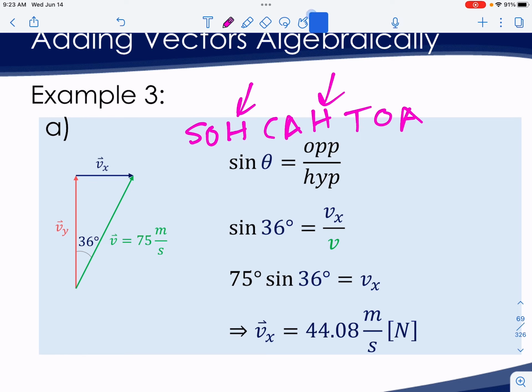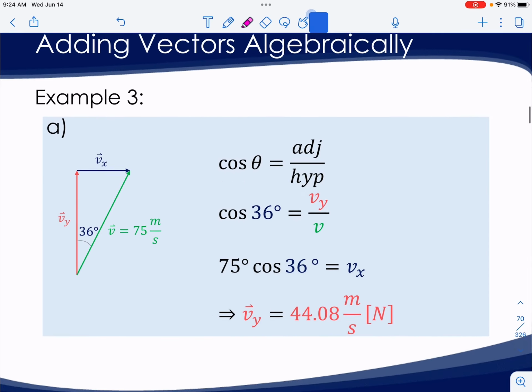And so if we are trying to solve for Vx, Vx is opposite from 36, right? So that's this one. So we could do sine of 36 is equal to Vx over 75, right? So we have that. We can put that in place. Here we have sine 36 is Vx over V. So then you solve and you get Vx is 44.08. You could do a similar thing for Vy, but now Vy is actually adjacent to 36, not opposite. So you're going to use cosine. We'll do that on the next page.